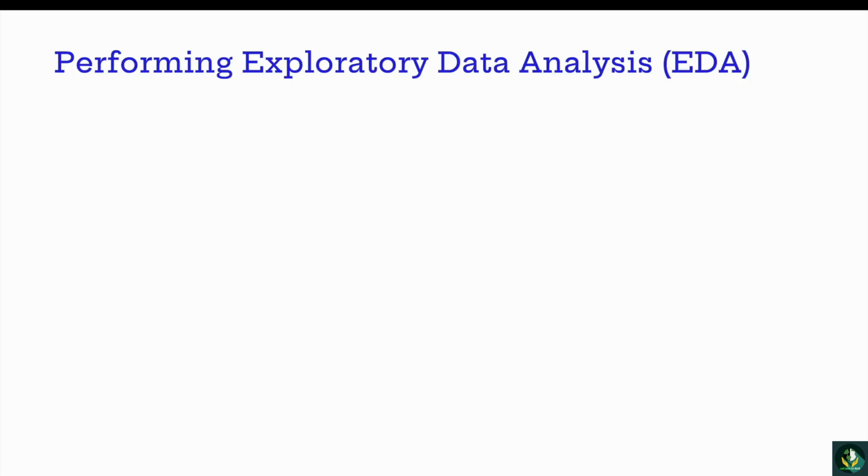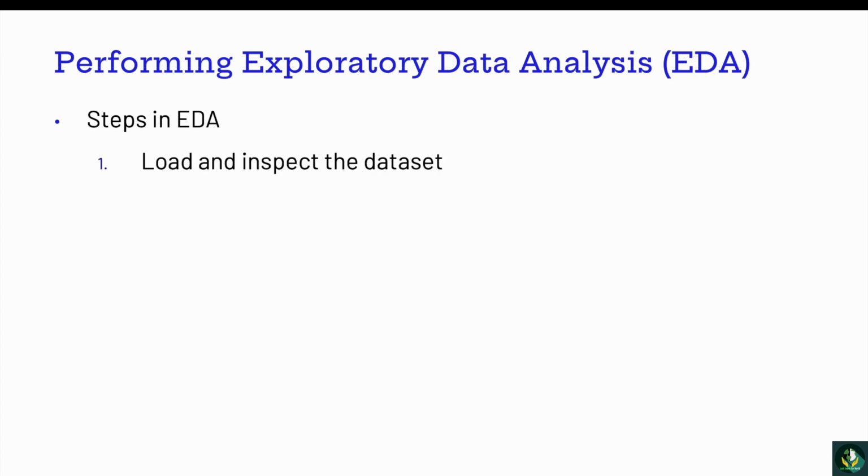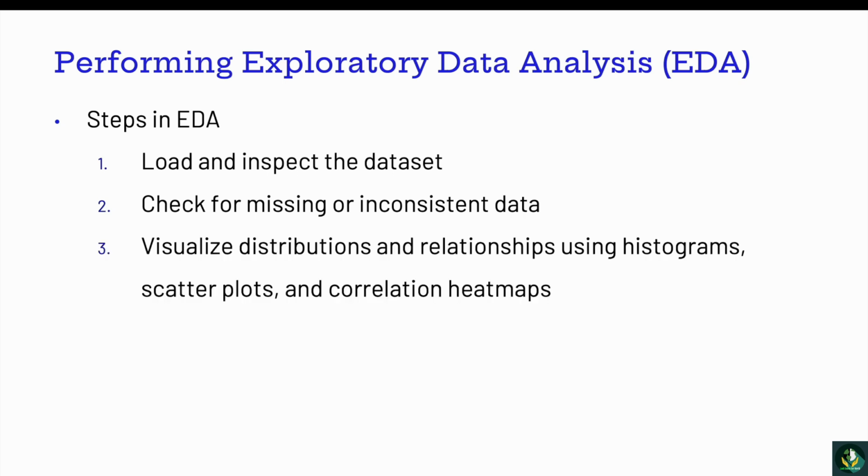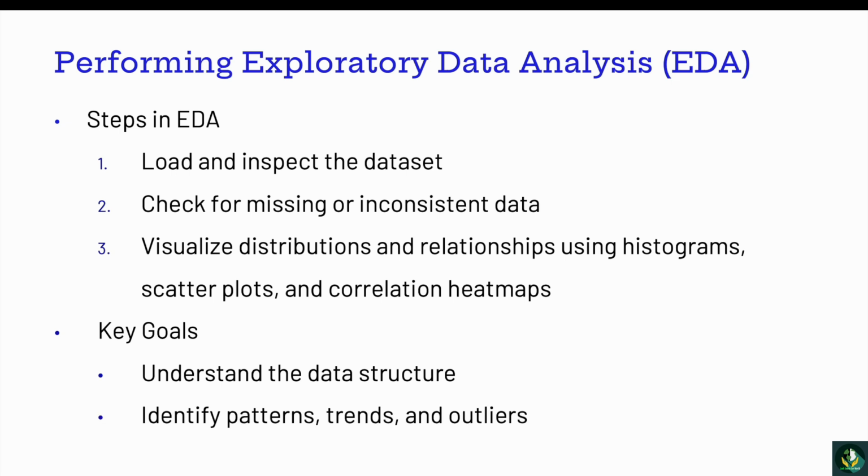So, to start with, let's look at performing exploratory data analysis or EDA. The steps in EDA, if you remember, is first to load and inspect the dataset. Next, we check for missing or inconsistent data. And step number 3 is to visualize these distributions and relationships using histograms, scatter plots, and correlation heat maps. You can also create a report after that to send to your data scientist. The key goals here is to understand the data structure and identify patterns, trends, and outliers.